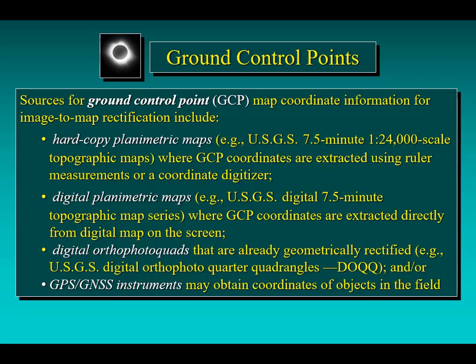So again, that can potentially be highly effectively utilized. And also we could actually go out in the field with a GPS/GNSS type of receiver instrument to obtain map coordinates of various objects in the field ourselves. And if we have a real-time kinematic receiver, or if we perform a differential correction on the data that we collect out in the field, we can potentially have very accurate coordinates.